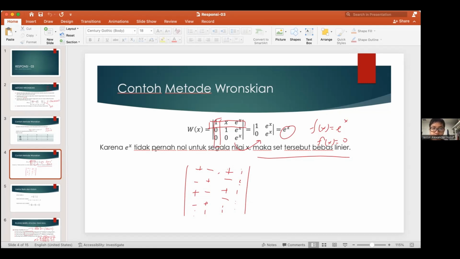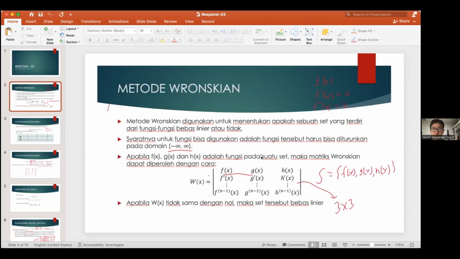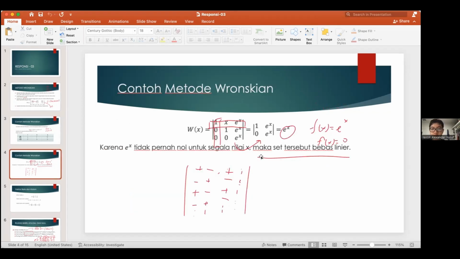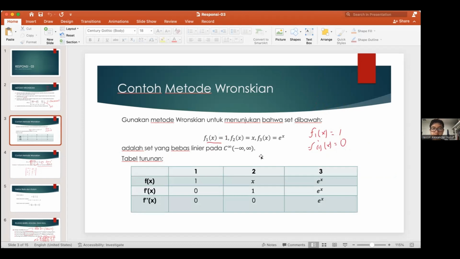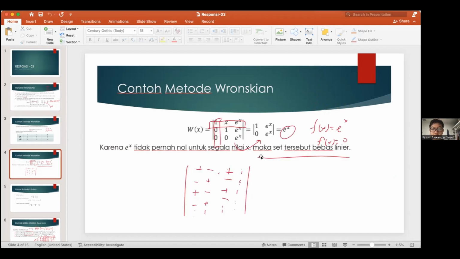However, we know that at ex, if you were to draw the graph, ex is never 0 on all values of x. Therefore, the Wronskian is never 0 for any value of x. Therefore, this given set, f1, f2, and f3, are linearly independent of each other.